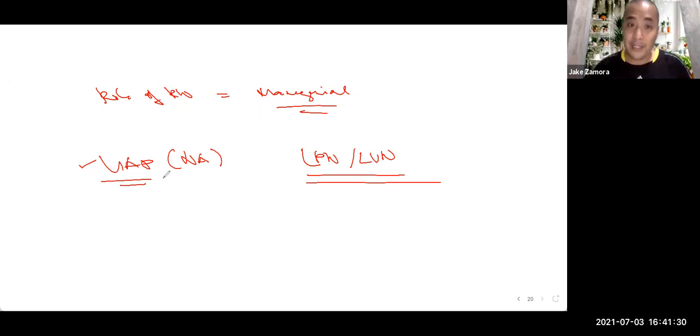Now, what is the function of your UAP? Your UAP can actually get the vital signs, can change the bedding. Maraming functions na pwedeng gawin ang UAP mo. No? So, pwede rin silang mag-feed sa patient. So, basically, sila yung most of the dirty works, pwede nilang gawin yan.